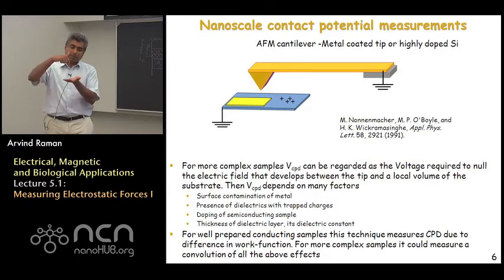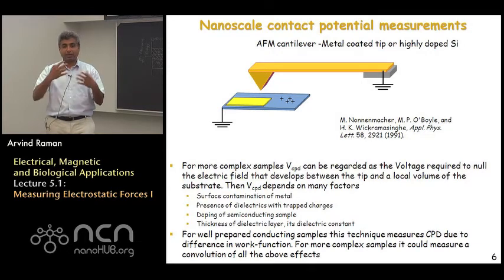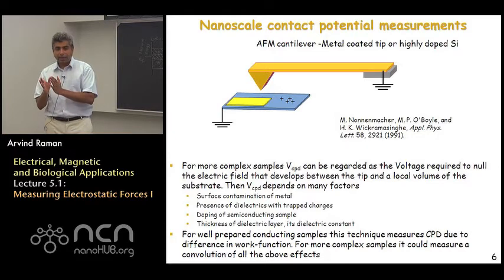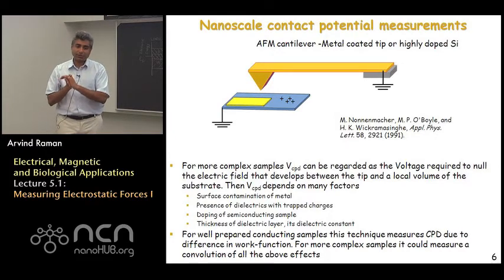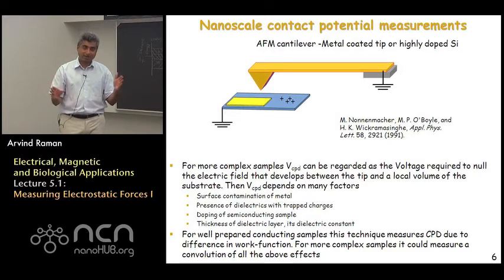So when you bring a tip close to the sample, electric fields naturally develop between the tip and the sample due to more than one reason, not just the work function, but you could have charges in the substrate, other effects. And you can correlate the measured contact potential difference to the work function difference only once you've made sure that all these other confounding factors are not involved in your particular tip and sample combination.